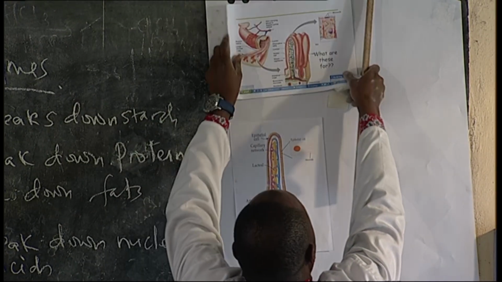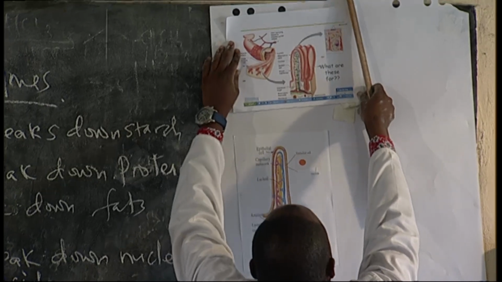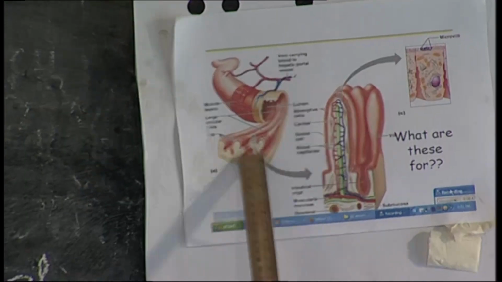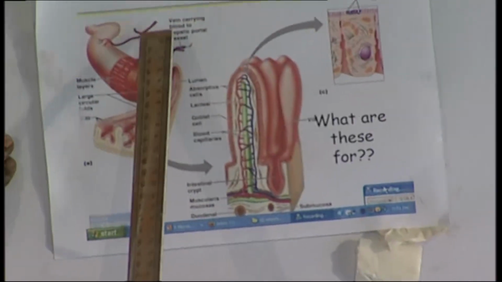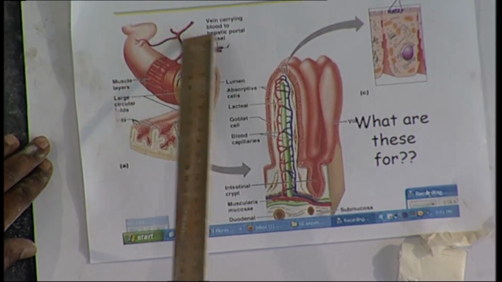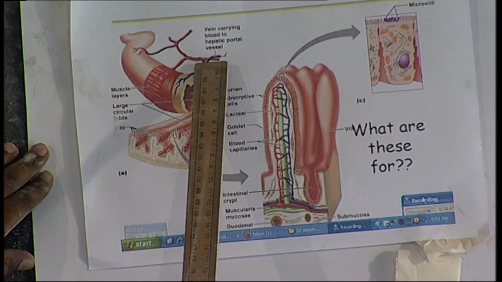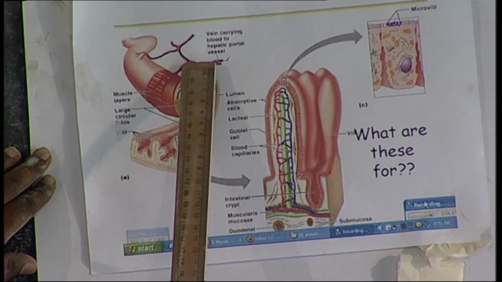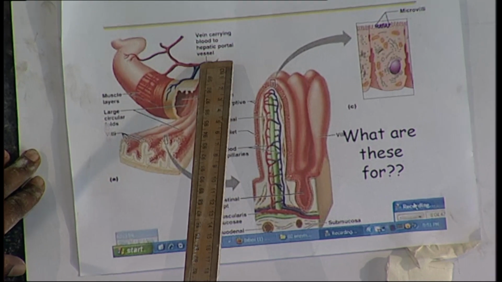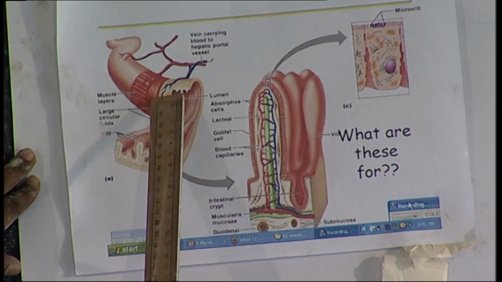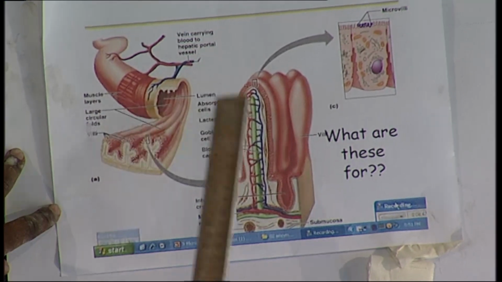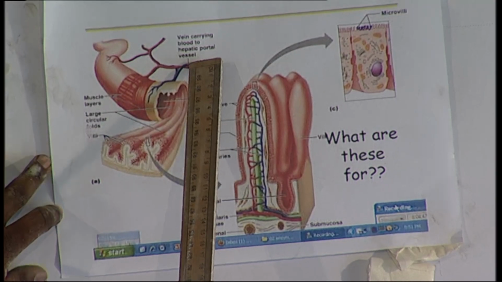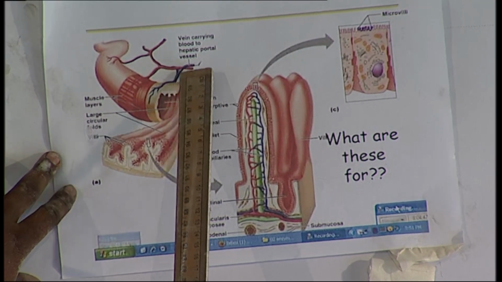The diagram here, you can see, this is the wall of the small intestine. In the small intestine, we have this vessel with a blue color. We have another one with a red color. This means that one carries oxygenated blood and supplies the small intestine. And we also have this one, which normally carries deoxygenated blood, that is carbon dioxide and other waste products, from the small intestine.